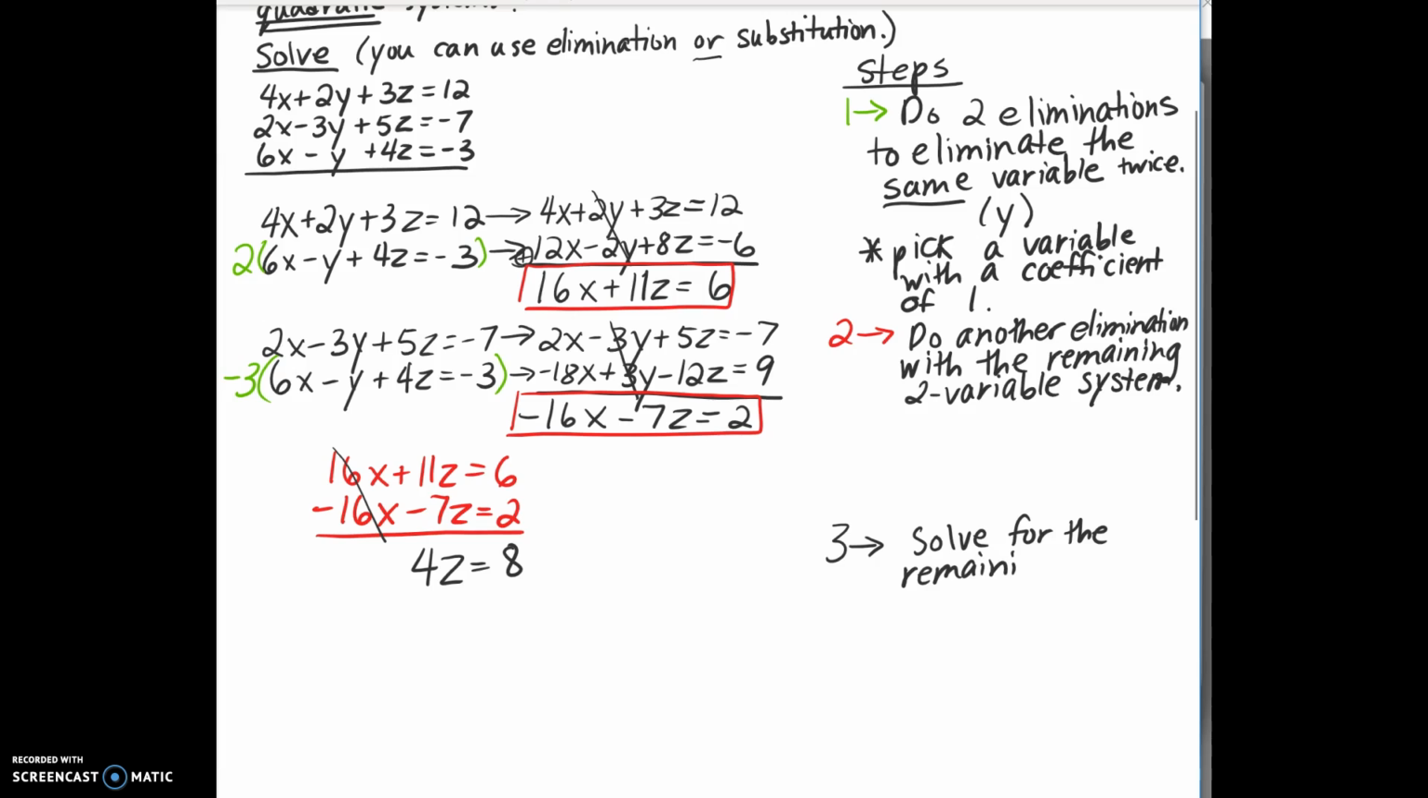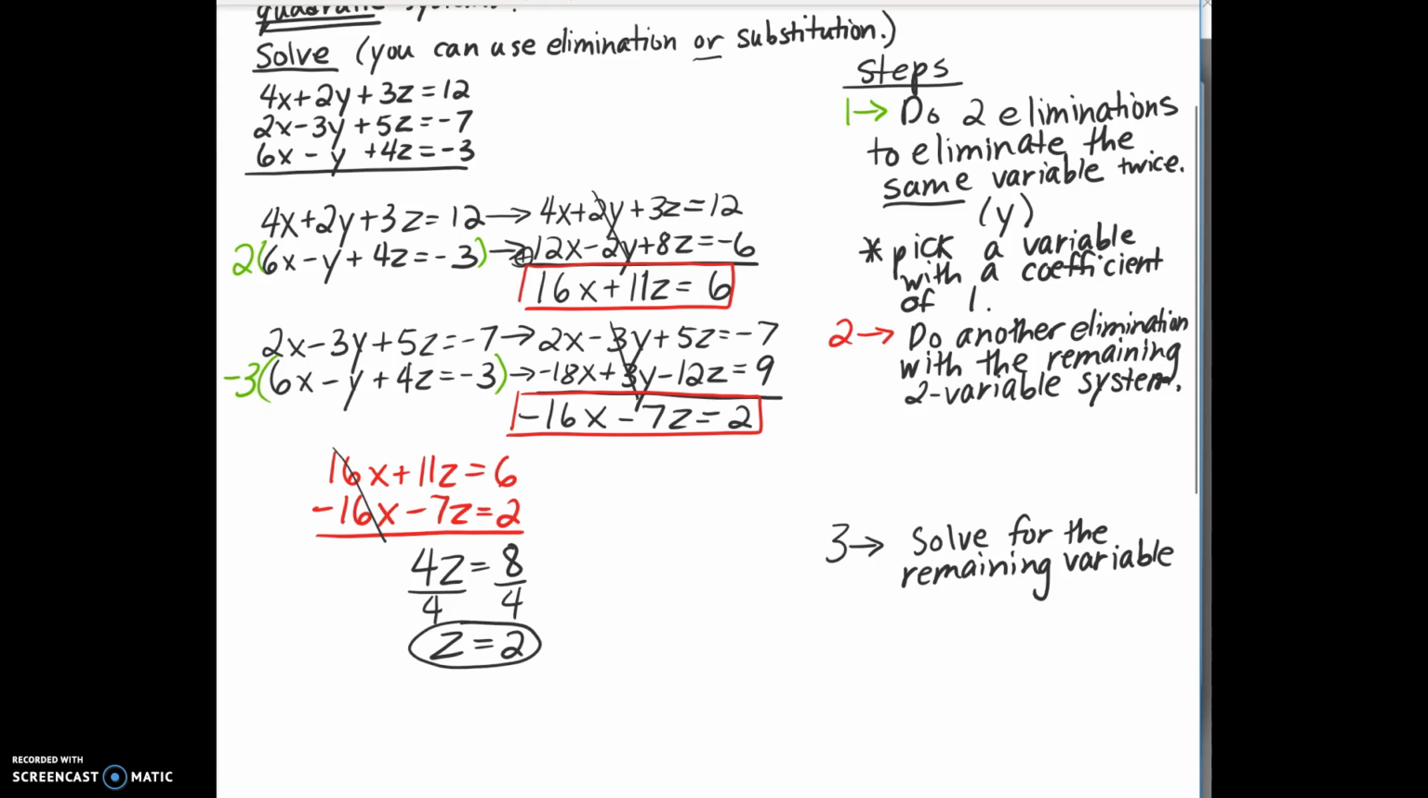Now when you get to this point, if you get an integer answer, you should feel pretty good, because if you get a fraction or decimal here, you need to go back to the beginning and see where you may have made a mistake. You should get integer numbers at this point. So we get z is equal to 2.